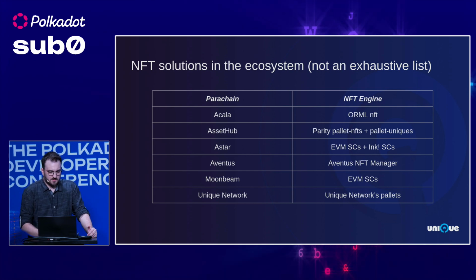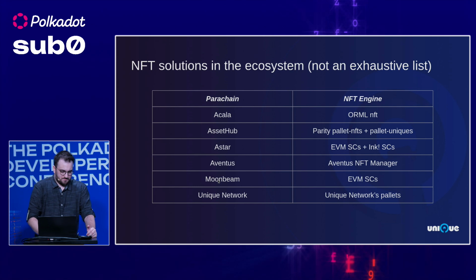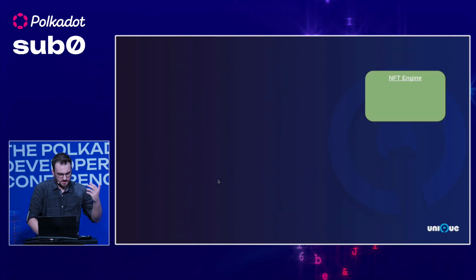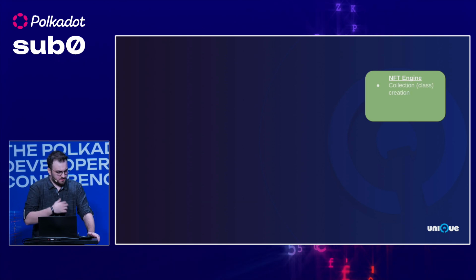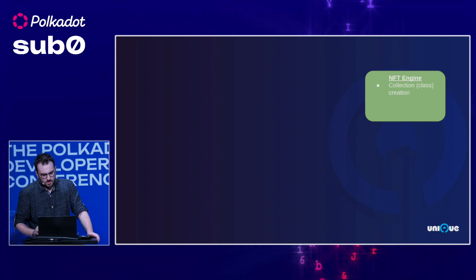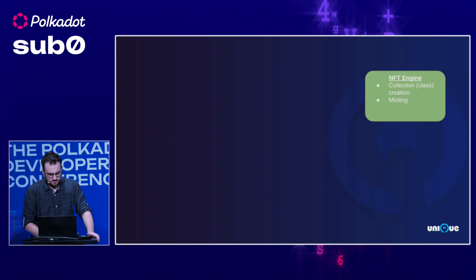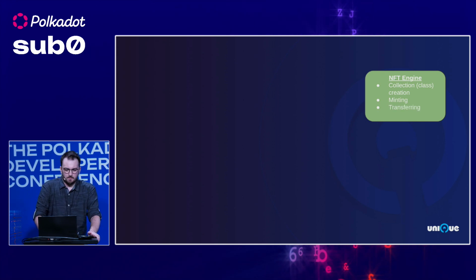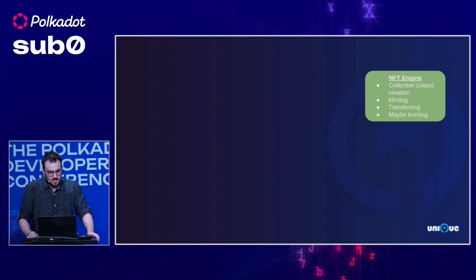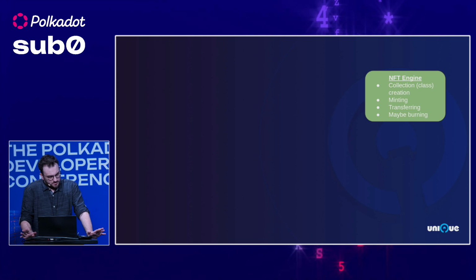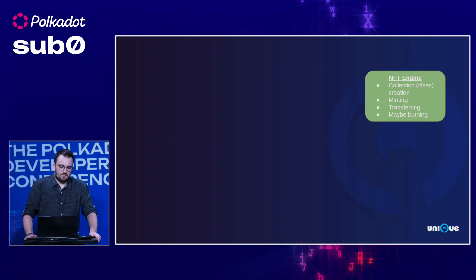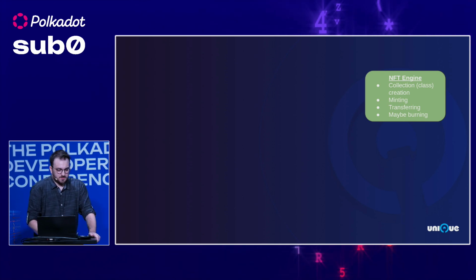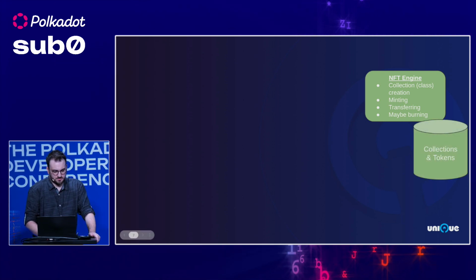So let's look at the common traits of all the NFT engines. Any NFT engine, in one way or another, can create collections or something that resembles a collection. They can mint NFTs, transfer NFTs, and maybe an NFT engine can burn NFTs. Not all engines can do that. For instance, EVM-based NFTs may lack the burning operation. And of course, any NFT engine has storage for collections and tokens.